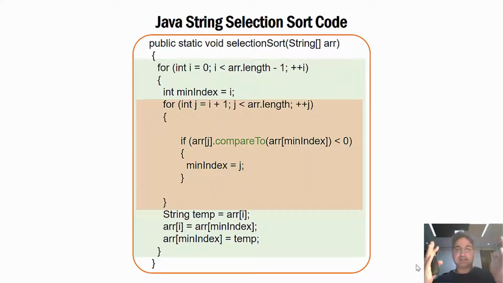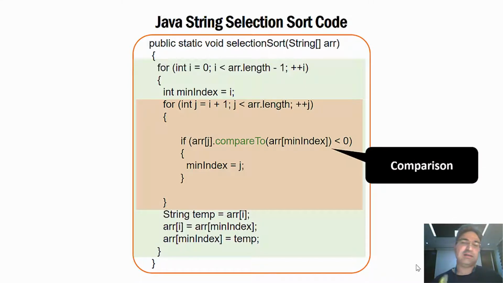And finally, this is the Java code for sorting strings based on selection sort. And again, if you look at the inner loop, you can see the comparison operator. Okay.